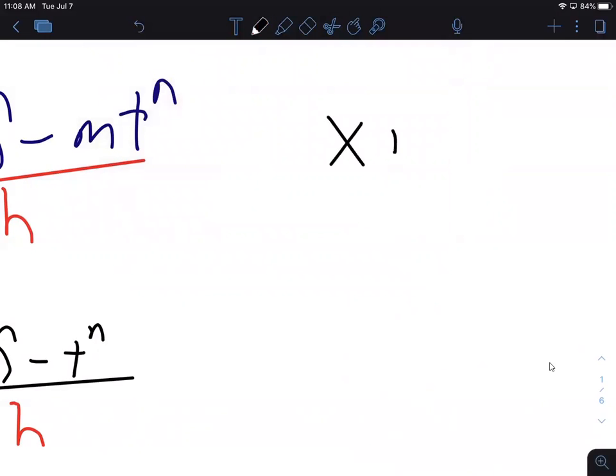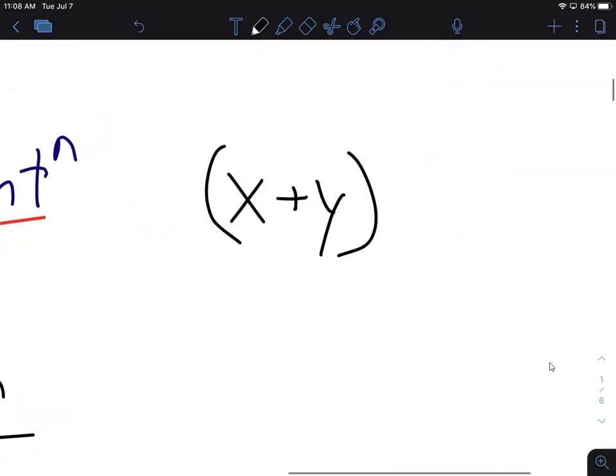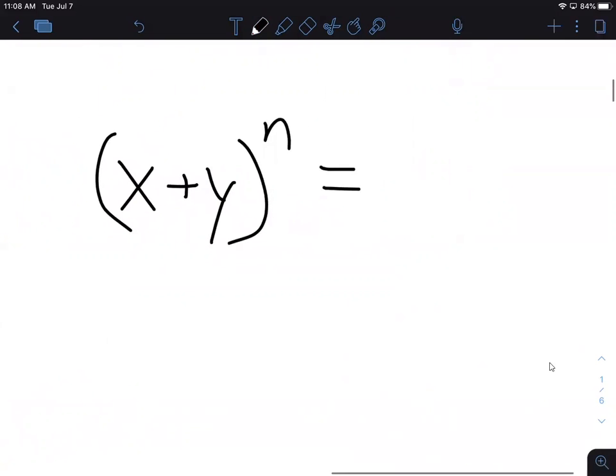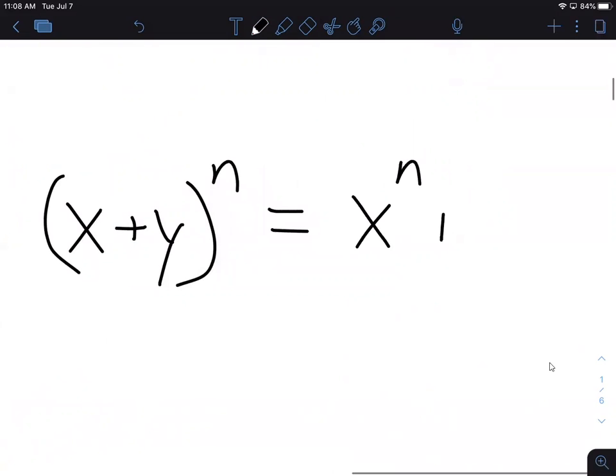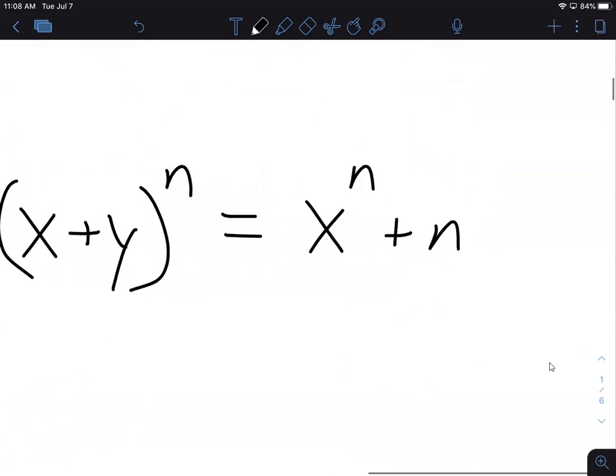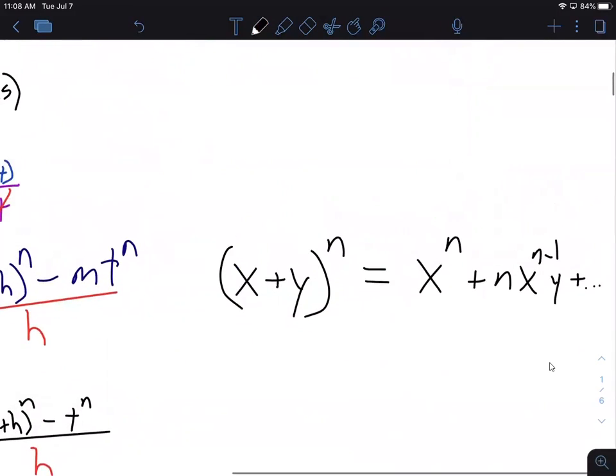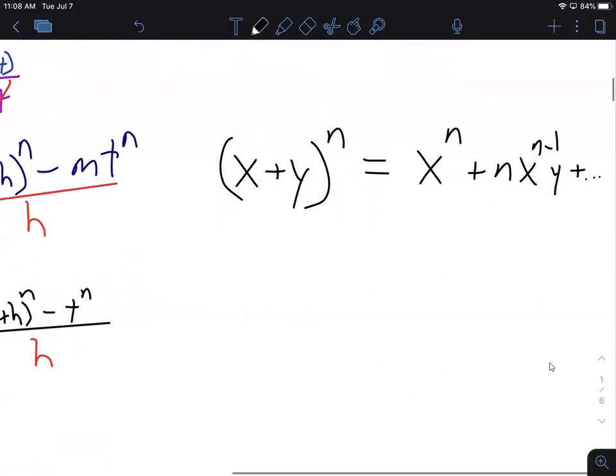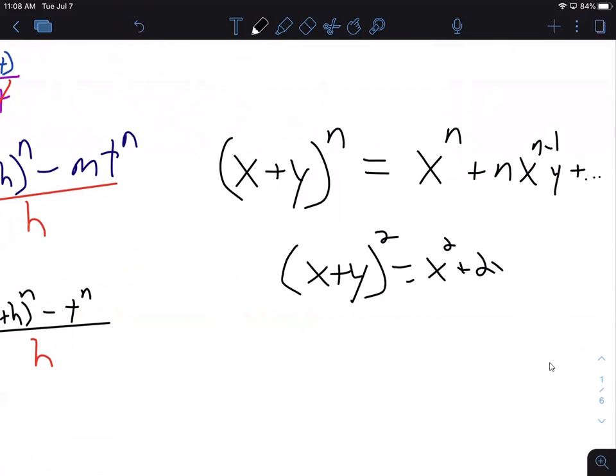If I have x plus y to some variable n, well, that's going to be x to the n plus n times x to the n minus 1 times y plus a bunch of other stuff. And you can see that if I do, let's say a squared, really, x plus y squared we know is x squared plus 2xy plus y squared.